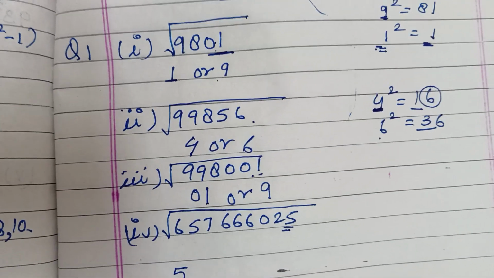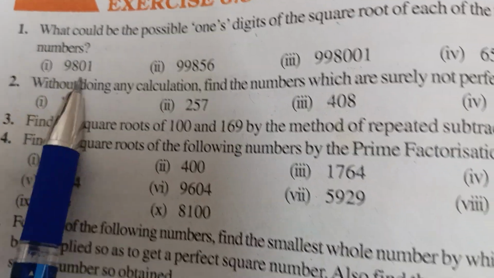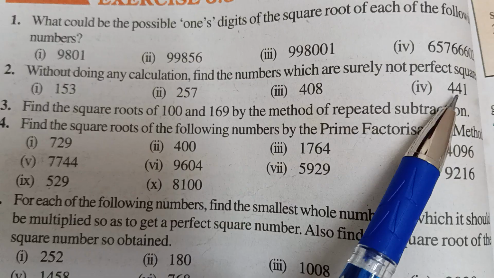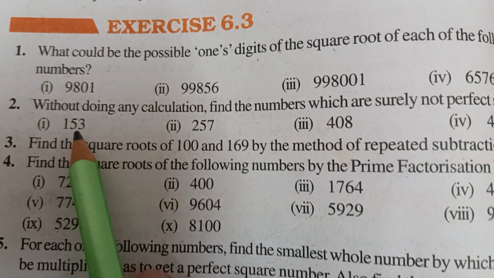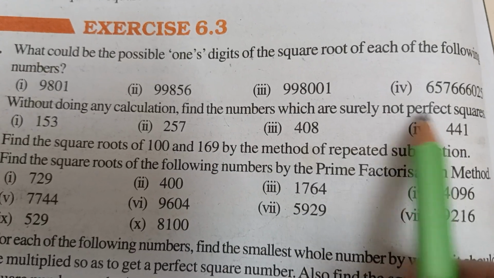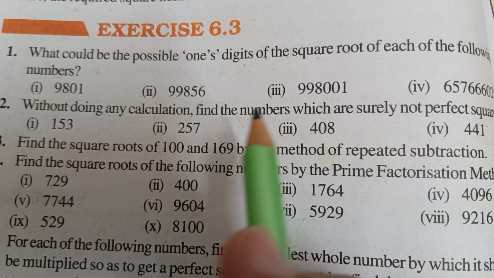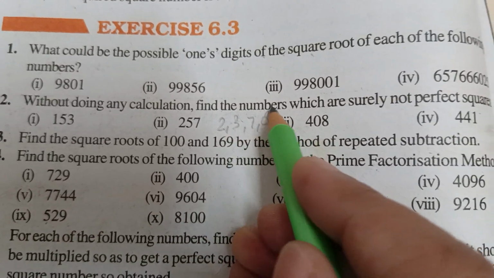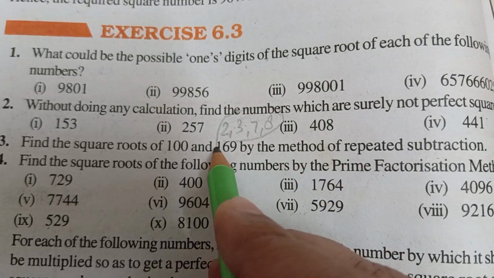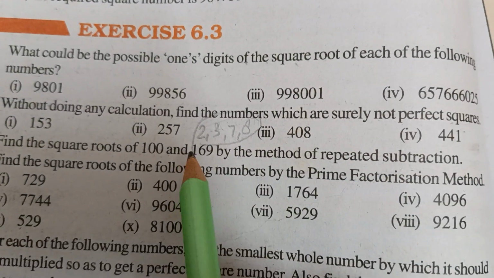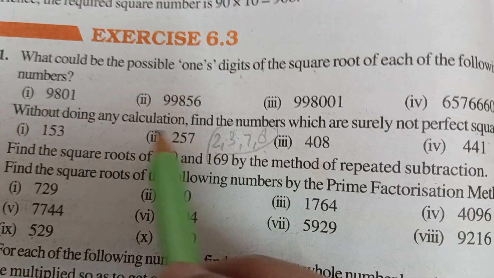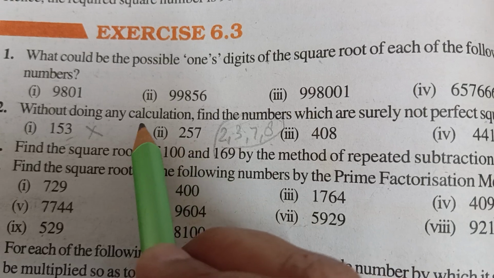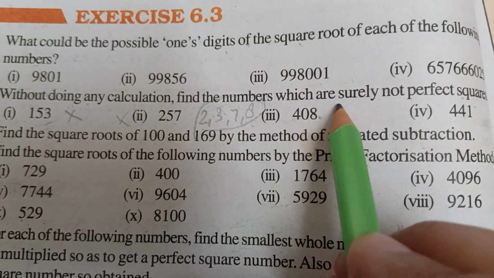I hope you understand. Now the second question is: without doing any calculation, find the number which is surely not a perfect square. Clear? How can we tell without calculation whether a number is a perfect square or not? From all the squares we calculated, the digits 2, 3, 7 and 8 do not occur at the unit place of a perfect square. Here it has 3, so this is not a perfect square. It has 7 at the unit place, so this is also not. It has 8 at its place, so this is also not.